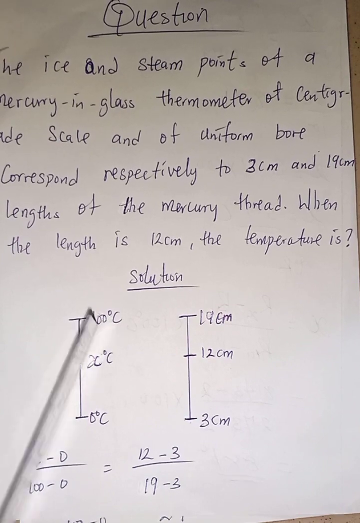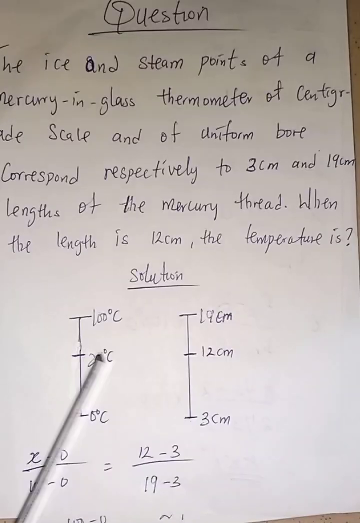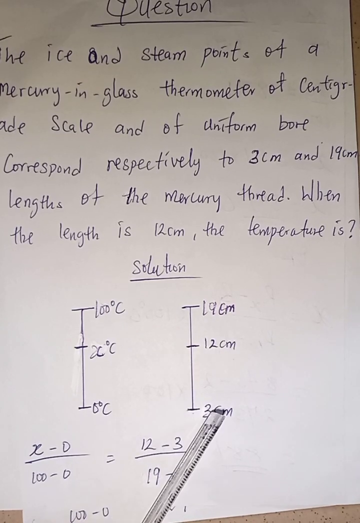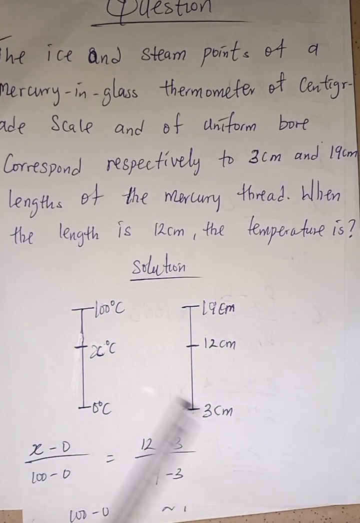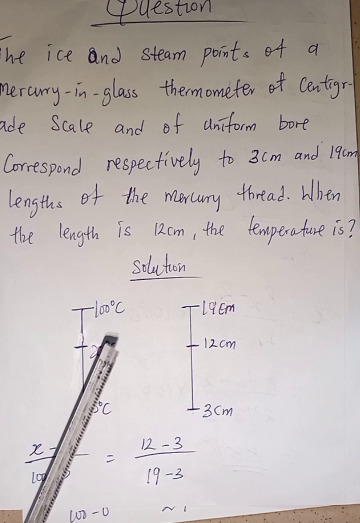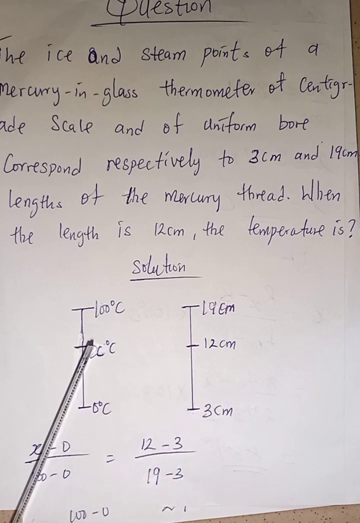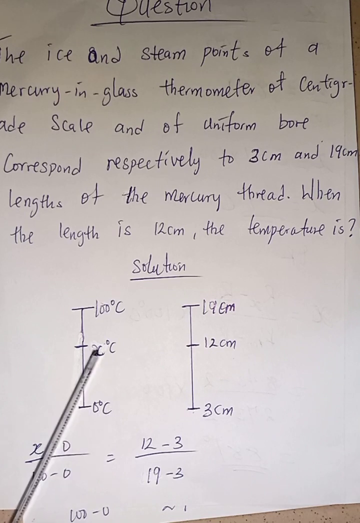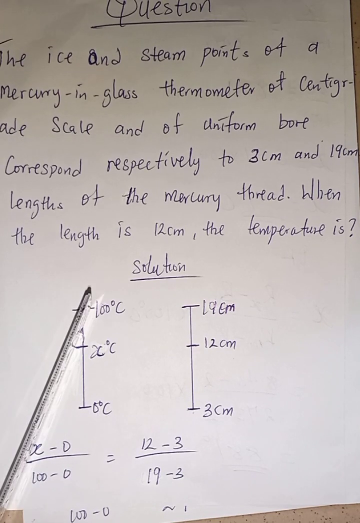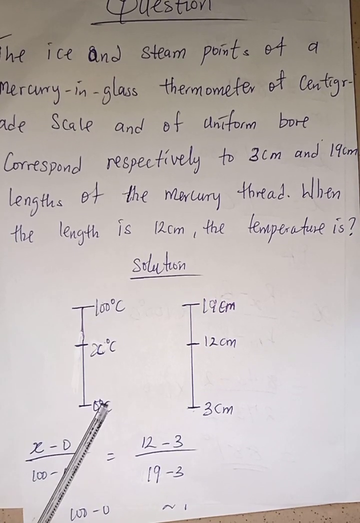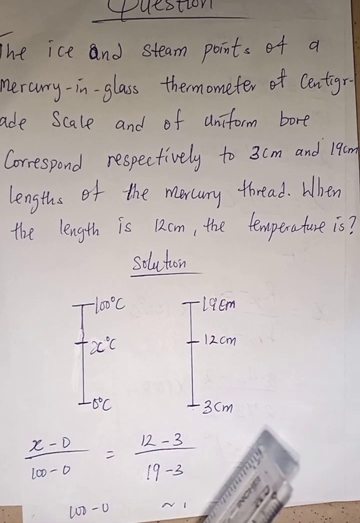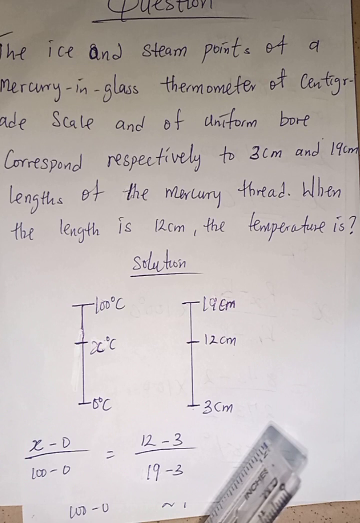You can say 100 minus x over x minus 0 will be equal to this minus this over this minus this. But that will be more complex. I'm just showing the one that will be very simple to solve. You just pick the unknown, pick the downside, pick the upper side, pick the downside. But ensure you pick the unknown first. If the unknown is the upper side, pick the upper side first before you pick the downside. Then pick this reading before you pick this one. Ensure you pick the unknown first. That will make the thing very, very simple.